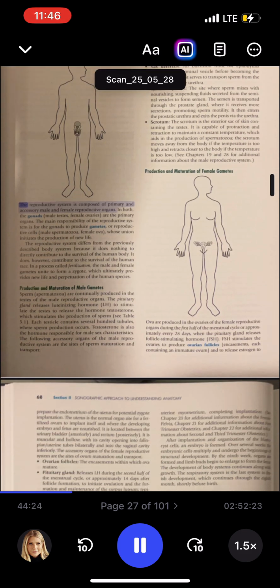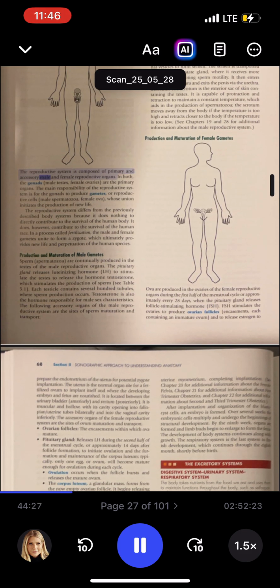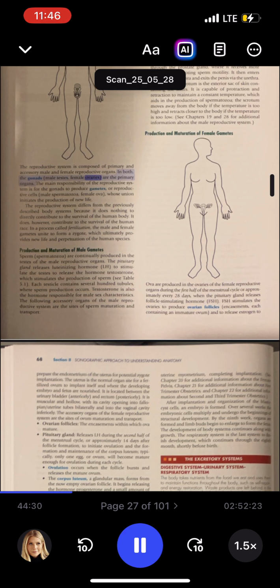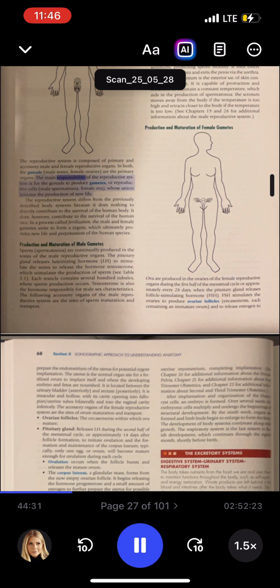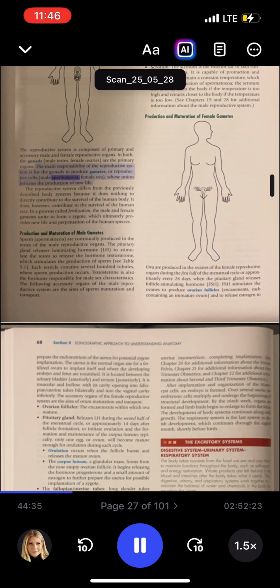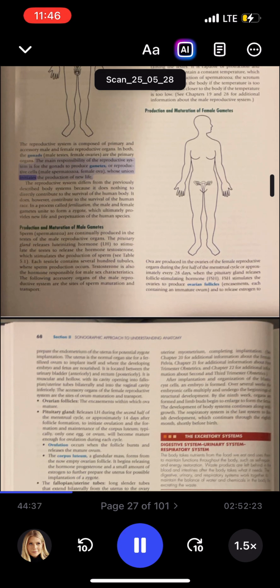Reproductive system. The reproductive system is composed of primary and accessory male and female reproductive organs. In both, the gonads, male testes and female ovaries, are the primary organs. The main responsibility of the reproductive system is for the gonads to produce gametes, or reproductive cells, male spermatozoa and female ova, whose union initiates the production of new life.